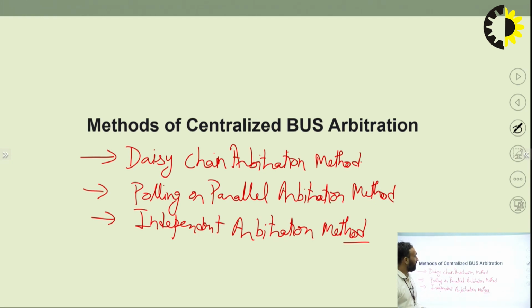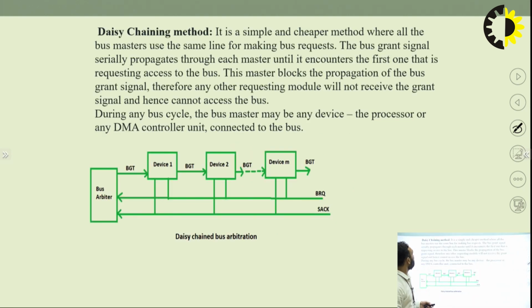So first of all, we will discuss the daisy chain method, right? As we see on the screen, the daisy chain method is one of the simplest and cheapest methods, where all the bus masters use the same line for making a bus request. Like in this method, the bus grant signal.